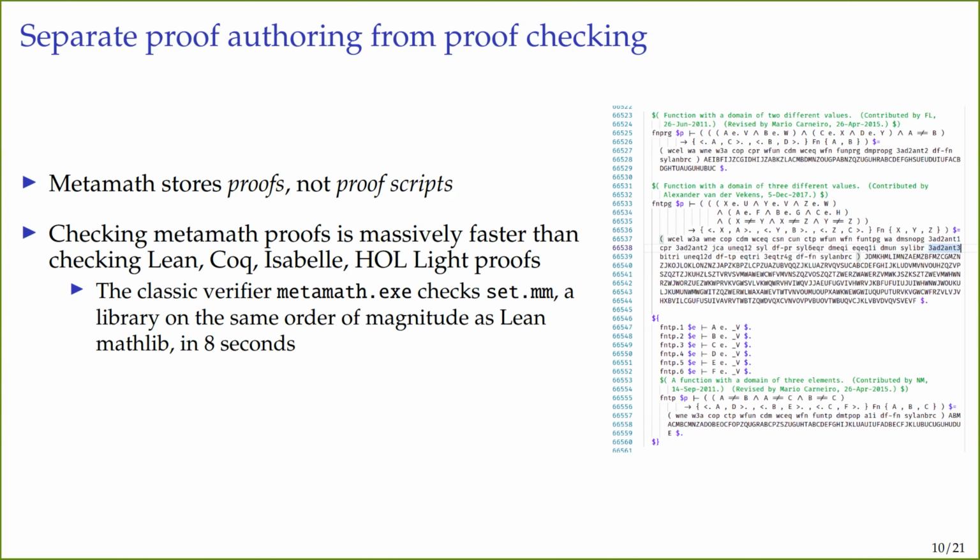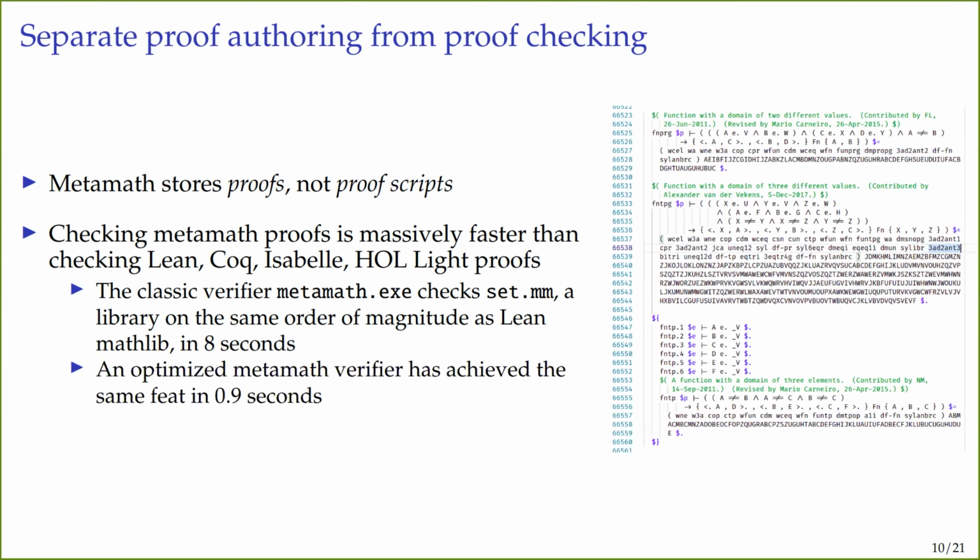So the classic verifier, the original metamath.exe, can check set.mm. This is a 42 megabyte text file, and this can be checked in 8 seconds. There's a more optimized metamath verifier which can do the same thing in just under a second. So I would say that the main reason why this is possible is because what's actually being stored, what's actually being checked in to the repository is these compiled proof objects.